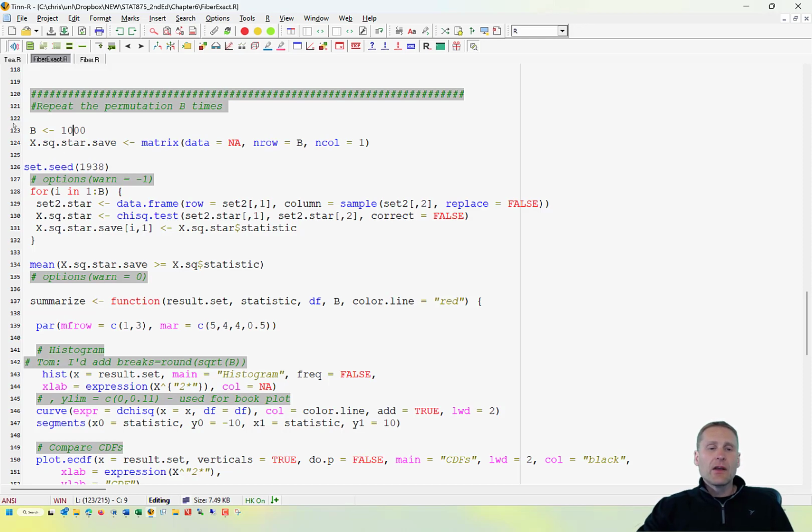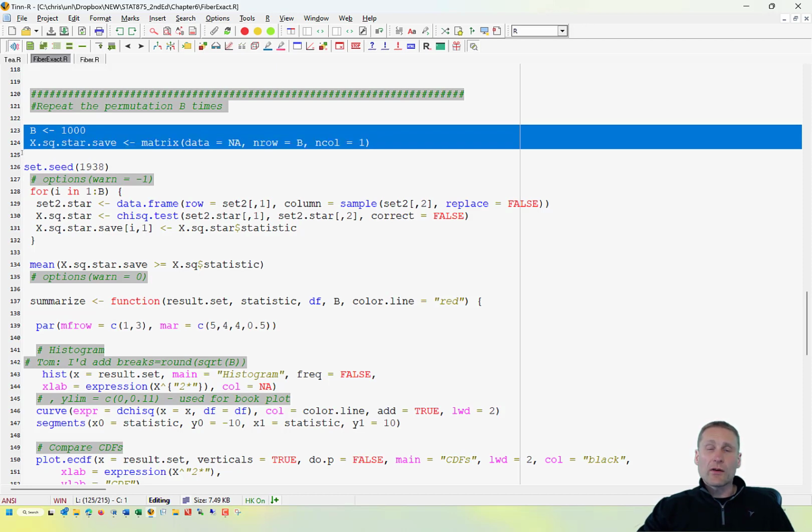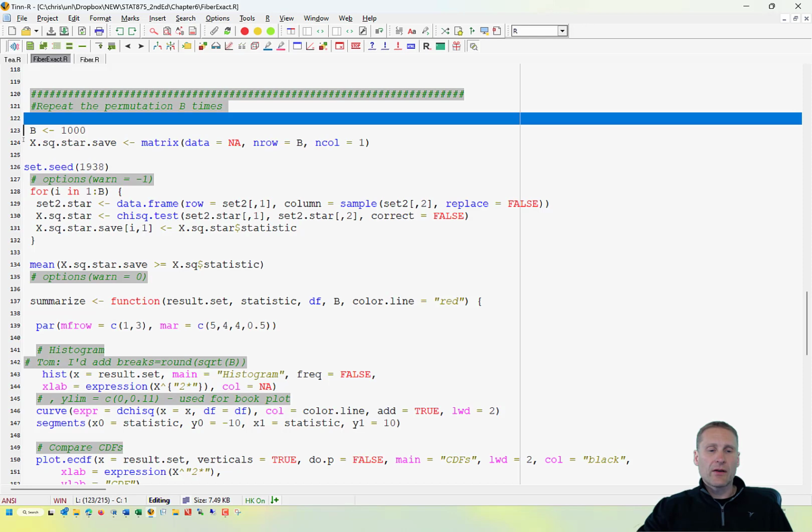Okay, so now that we see how to approach this in terms of one permutation, let's repeat this capital B times. So to do this, I'm going to set B to be 1000. Then I'm going to create a matrix where I'm going to store all my X squared stars. x.sq.star.save is just a matrix that has B rows, one column. I'm going to initialize it with NAs. And eventually for permutation 1, I'm going to put X squared star in there. For permutation 2, I'm going to put X squared star in the second row. So let me go ahead and execute that.